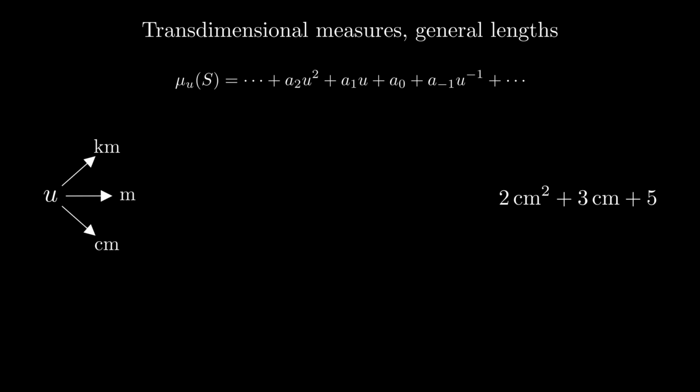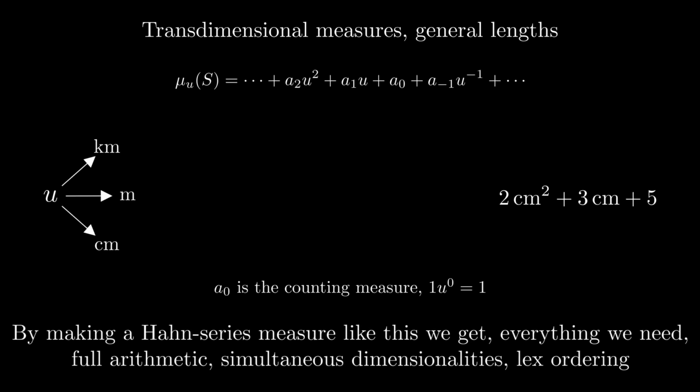That 5 probably feels off here, doesn't it? But our 0 term naturally looks like this. Anything to the power of 0 is 1, and that goes even for our units. So like this, we get a measure that does everything we need. We get full arithmetic. Remember, we need to divide arbitrary mixed measures. We can treat different dimensionalities simultaneously. And we also get full Lex ordering, meaning we can compare the size of different trans-dimensional measures.